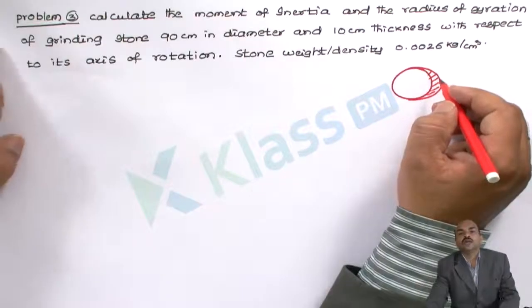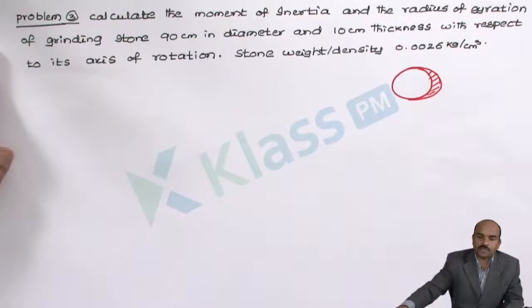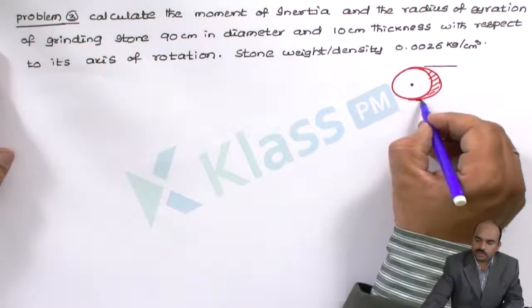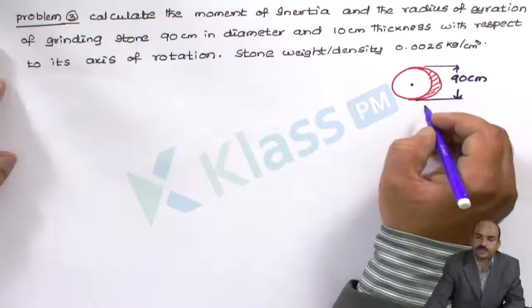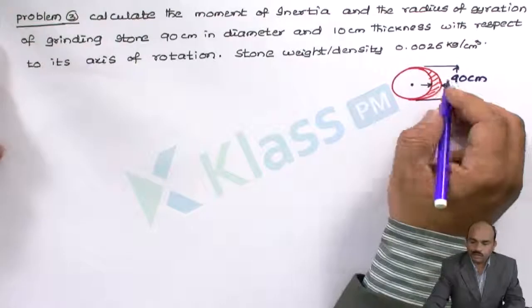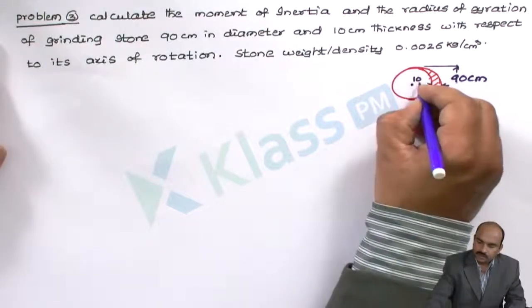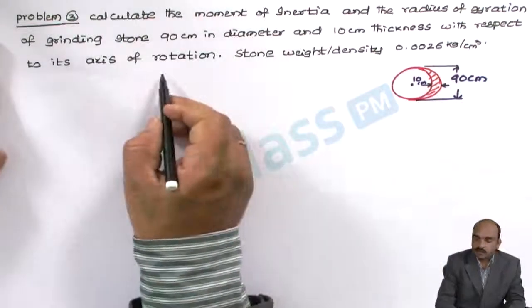Grinding stone is in the form of a circular disc as shown here. The dimensions are given, its diameter is given 90 centimeters, its thickness given, so this is the thickness of the grinding stone, it is given as 10 centimeters, with respect to its axis of rotation.